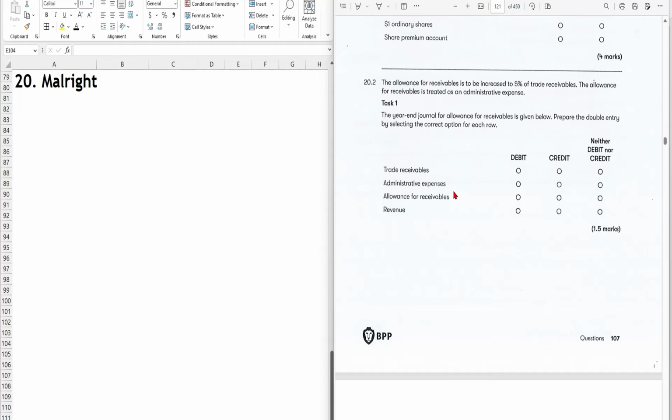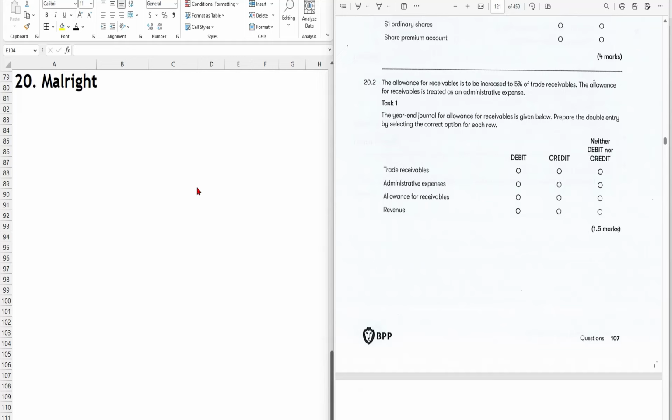Then administrative expense. Yes, we are increasing the allowance. That means the movement in the allowance will be recorded in the P&L, and the question says this allowance is treated as administrative expense. So that means expense is increasing, and increasing expense means we should hit the debit. So debit, administrative expense.